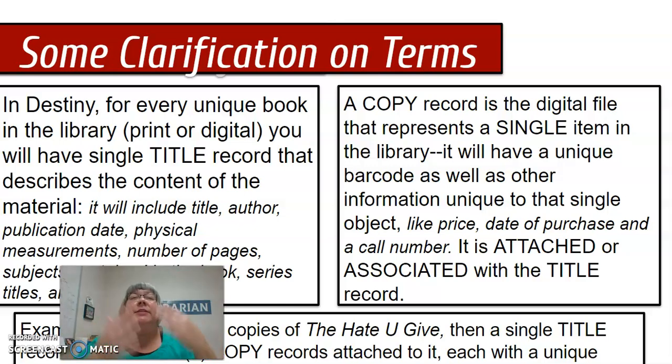So, if I have different versions of the same book, I will have different title records. So, if I have The Hate You Give in English and Spanish, I will have two different catalog records. And so the Spanish copy will be attached to the Spanish title record, and then so on for the English. Now, if I have an ebook version, that will be a third version of it. So just so you know, titles and copies are not the same thing, but they are associated with one another. One is the information, and one is the physical attributes of the item.